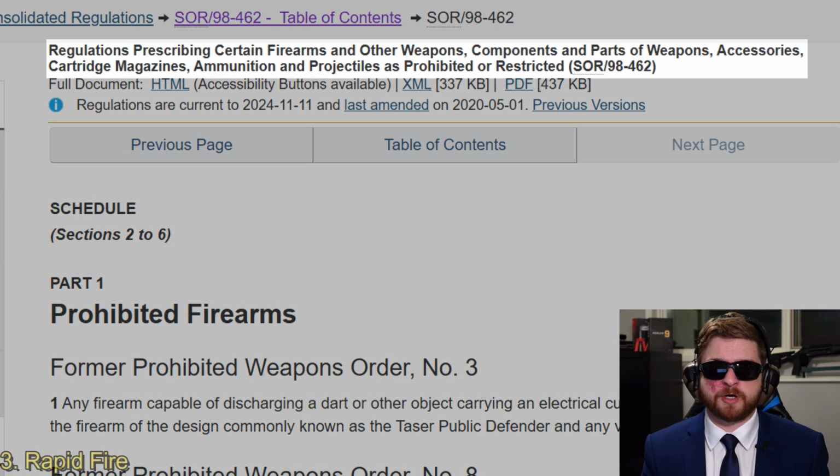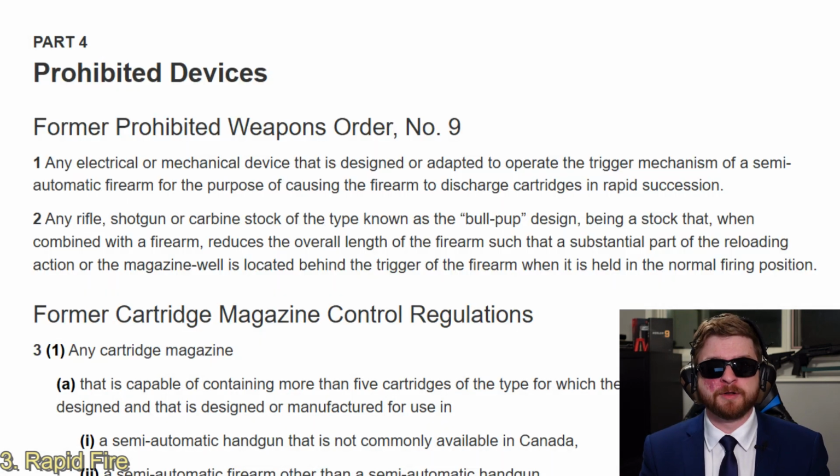But this does. In the regulations prescribing certain firearms and other weapons, components, and parts of weapons, accessories, cartridge magazines, ammunition, and projectiles as prohibited or restricted, do you know what it says? Under the list of prohibited devices, it has a section referring to the banning of things like bump stocks, forced reset triggers, binary triggers, and so on. And pay attention to the specific wordings they use.